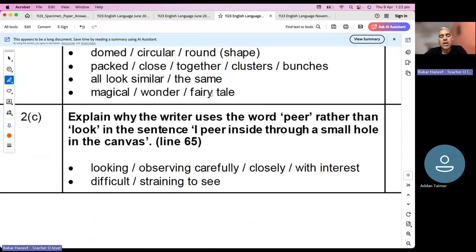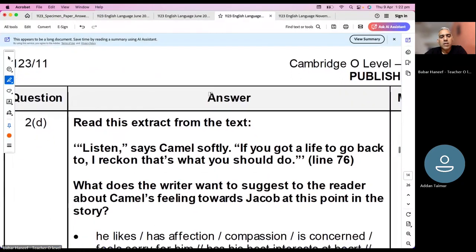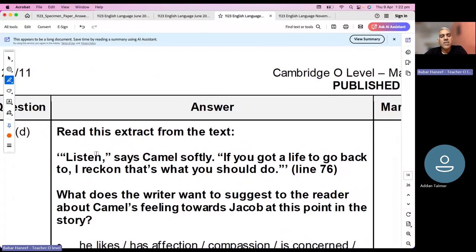Now, look at this question here. Again, I said, read this extract. "Listen," says Camel softly. "If you got a life to go back to, I reckon that's what you should do." What does the writer want to suggest to the reader about Camel's feelings towards Jacob at this point in the story? What is he feeling for Jacob? We can understand it, right?